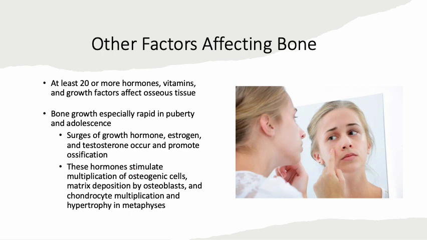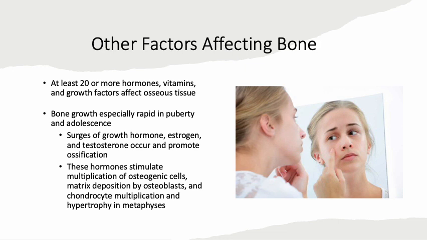So there's other things that affect bones besides calcium and growth hormone and stuff like that. We have 20 other hormones, vitamins, and growth factors that affect the bones. Bone growth, especially in puberty, is really, really rapid. The surges of growth hormone, estrogen, and testosterone can occur and promote ossification. These hormones are going to stimulate multiplication of those osteogenic cells, or those bone stem cells. It's going to make the matrix deposition of osteoblasts occur much, much faster. And then it's going to cause the metaphysis and stuff like that to get bigger in your bones. So it can cause rapid bone growth when you have surges of these hormones.